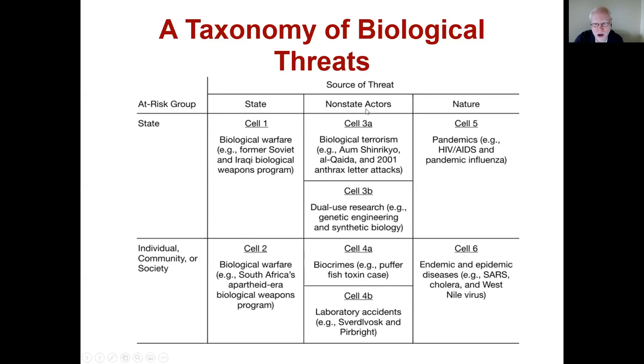Second is non-state actors, who could be targeting the state or individuals, community, or society. So with non-state actors as the source of the threat, where the at-risk group is the state, we've got two. You've got biological terrorism, any terrorist group, such as the Japanese one or Al-Qaeda, that tries to use a biological agent in terrorism.